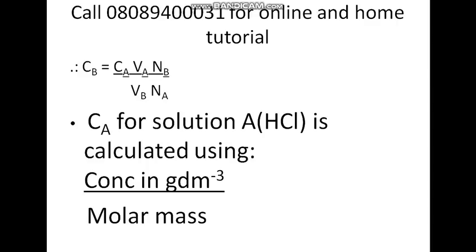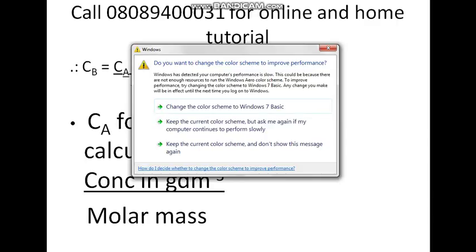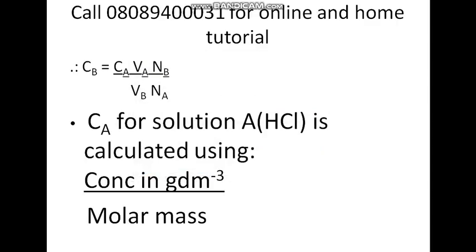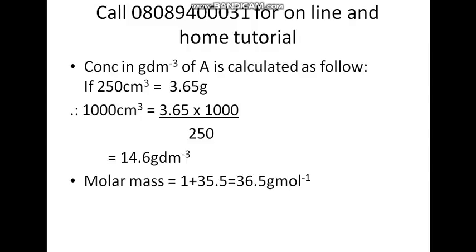The values for Va, Nb, Vb, Na are given, but the value for Ca, that is concentration in mole per dm cube of A, is not given, but it can be calculated using concentration in gram per dm cube of A divided by molar mass of A as shown on the tutorial board. The concentration in gram of A in the question is given in 250 cm cube, and the concentration in gram per dm cube of A can be calculated using simple proportion method as shown on the tutorial board.